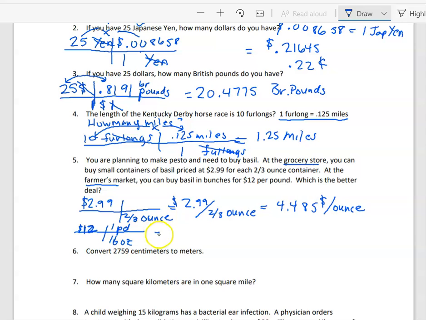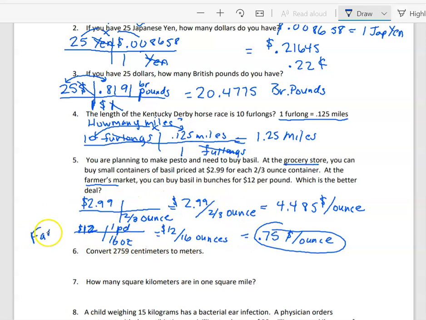So if we do 12 divided by 16, we end up getting 0.75. Okay, and here we can see that this one is a whole lot cheaper, 75 cents an ounce versus $4.49 if we round up an ounce. So we would want to pick the farmer's market, would be the cheaper option.